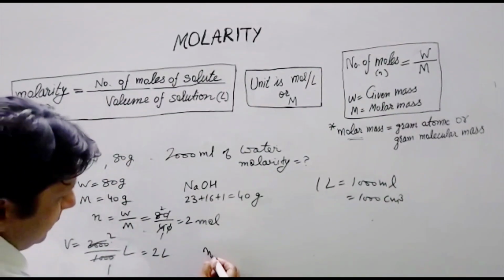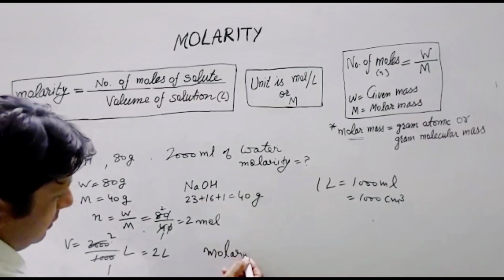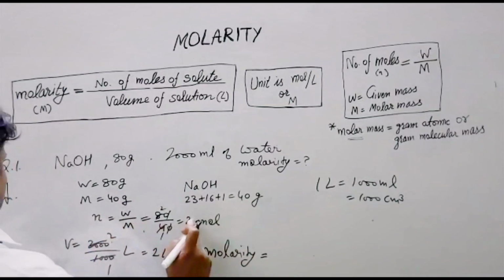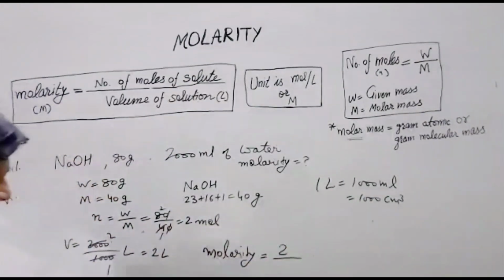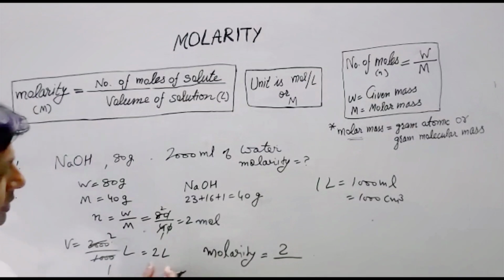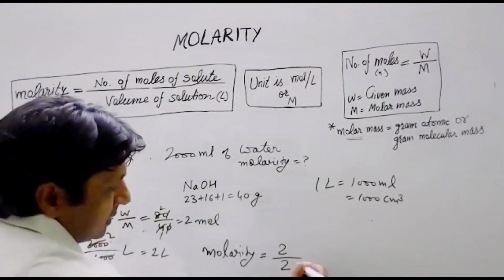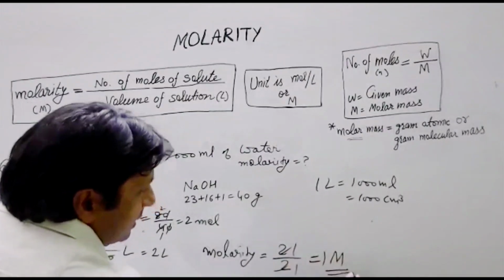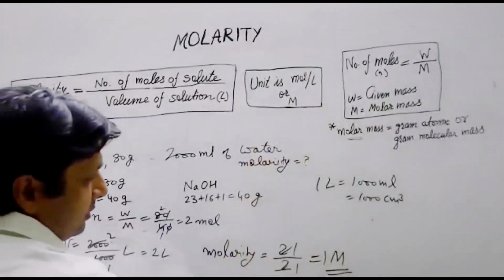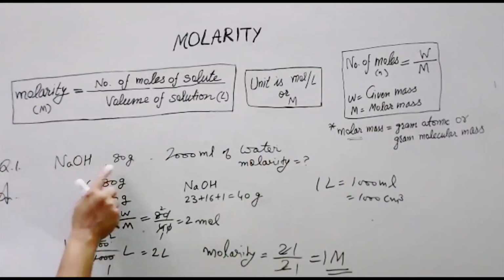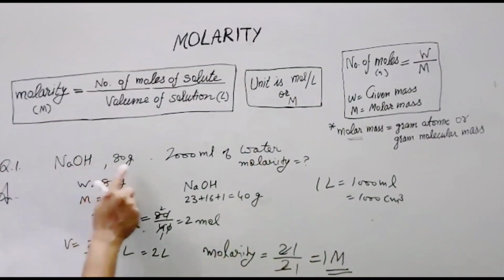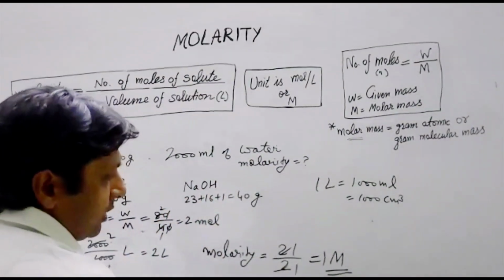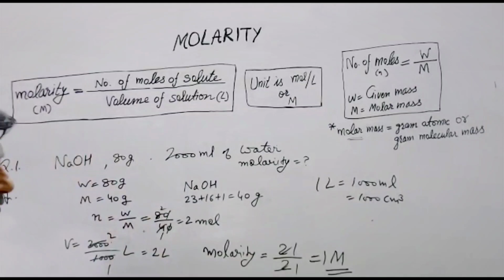What is the molarity? Molarity will be number of moles 2 divided by total volume of the solution 2 in liters, 1 M. Molarity is represented by capital M. Now the solution which is formed by mixing 80 gram of sodium hydroxide in 2000 milliliter water will have molarity 1 molar. It means it will be 1 molar solution.